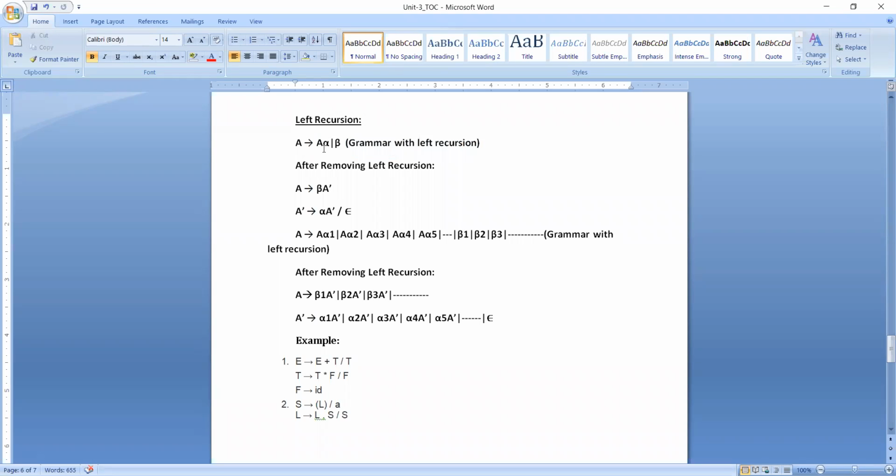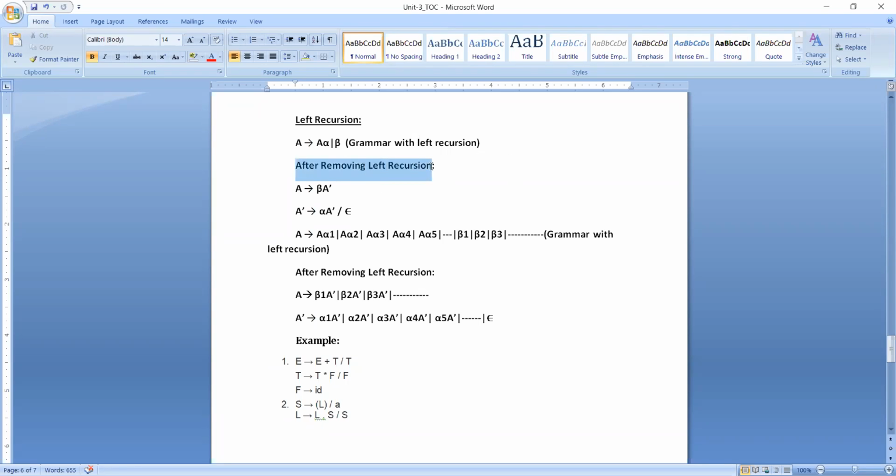So let me repeat the statement again. The symbol which appears on the left hand side of the production, if the same symbol appears as the first symbol on the right hand side of the production, then we can say that that production has left recursion. If we have left recursion in the production, then immediately we need to remove the left recursion present in the grammar. So how do we remove it?